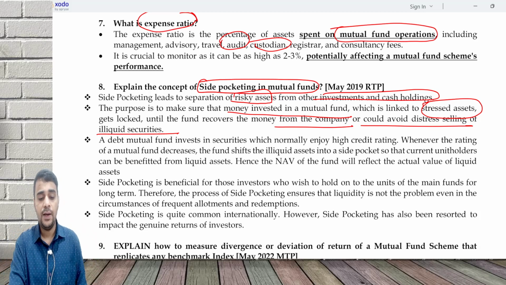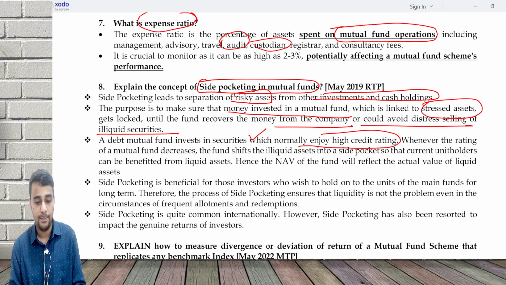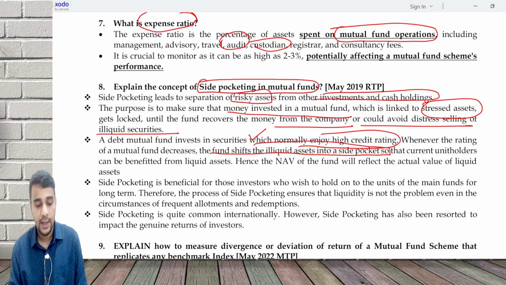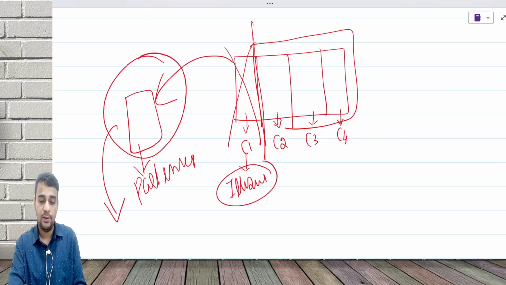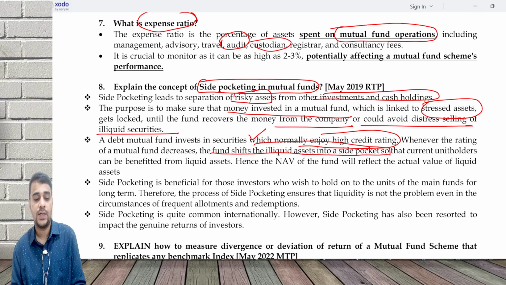A debt mutual fund invests in securities which normally enjoy high credit rating. Whenever the rating of a security decreases, what does a rating decrease mean? Some company is facing trouble. The fund shifts the illiquid asset into a side pocket so that current unit holders can benefit from liquid assets. So whatever NAV we are calculating, it will only be the value of liquid assets. Basically, it will be the value of C2, C3 and C4. C1 value is eliminated because it almost has zero value.